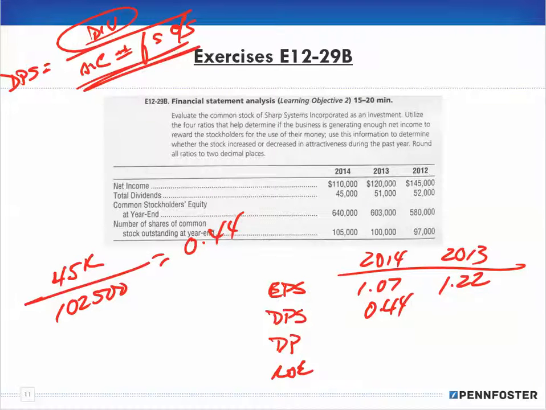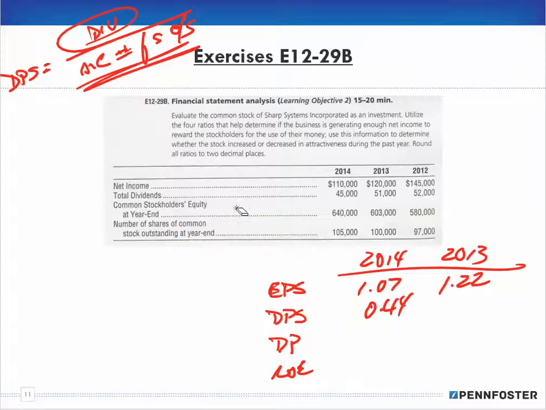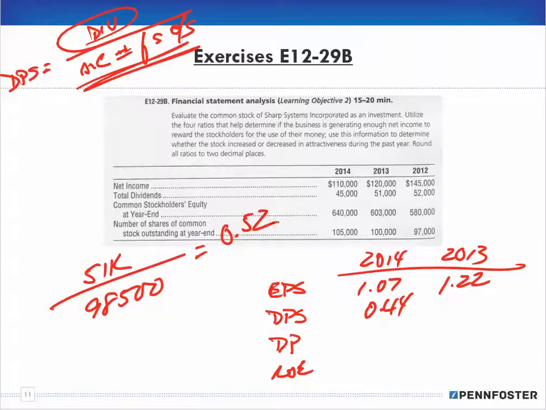All right, so pause the video. I'm erasing that. Okay, so for 2013, I have 51,000, and 98.5 was the average number of shares outstanding for 2013. So dividing one by the other, I get 0.52. Okay, pause the video because I'm going to erase it.